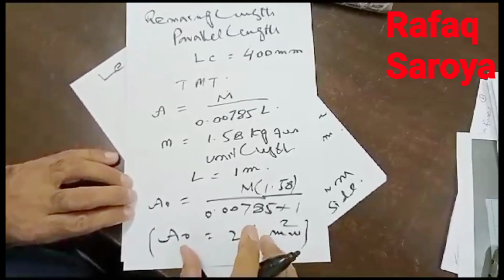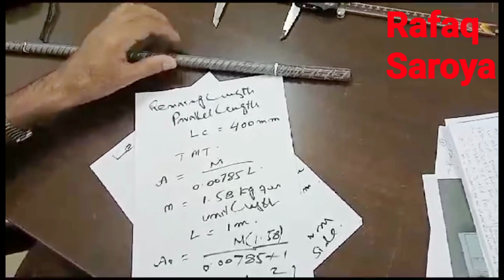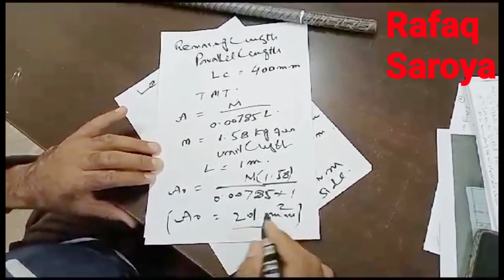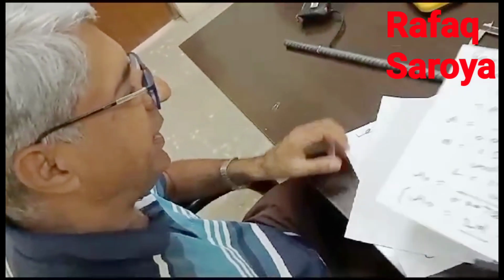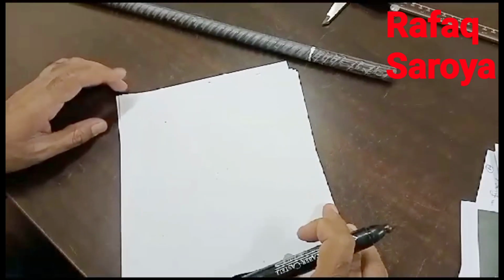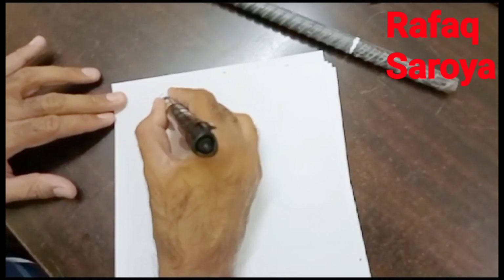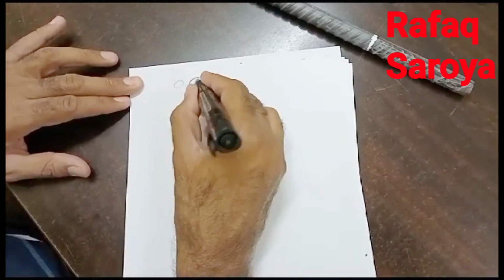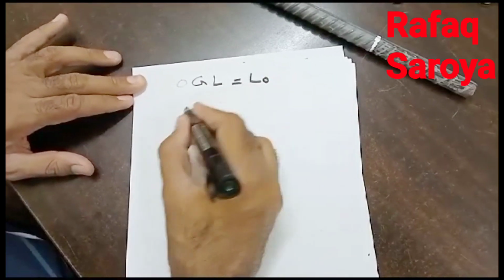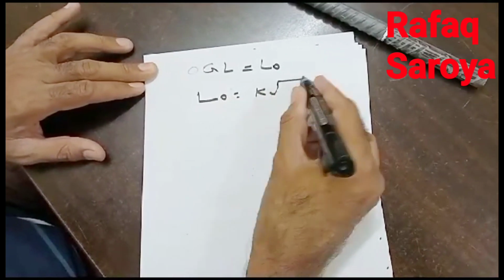So this is the procedure. This we have already explained. The area of this 16 mm bar is equal to 201 square millimeter. It was very, very important to know up to this point. And after this, we have to study the original gauge length or initial gauge length, which is represented by L naught. Its value is found out by K under root A naught.